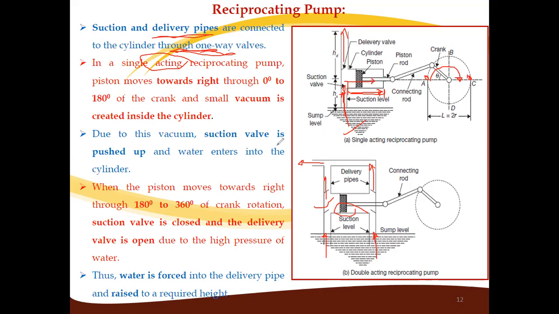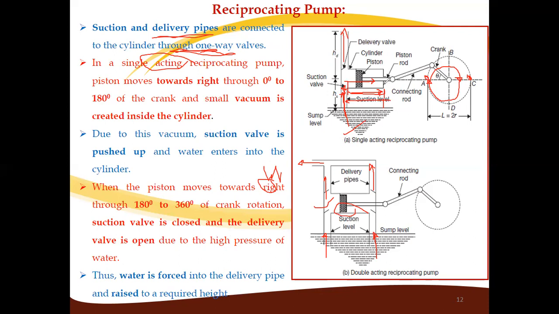Now, when the piston moves towards the left, from right to left, the crank is again rotating from 180 degree to 360 degree. In this condition, the piston will move from the right hand side to the left hand side. And the suction valve closes and the delivery valve opens because of high pressure.